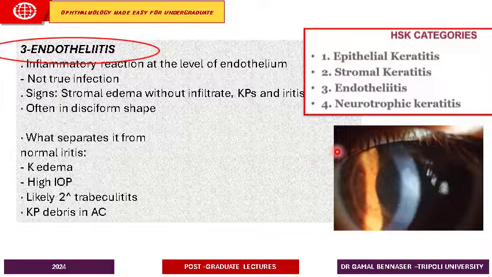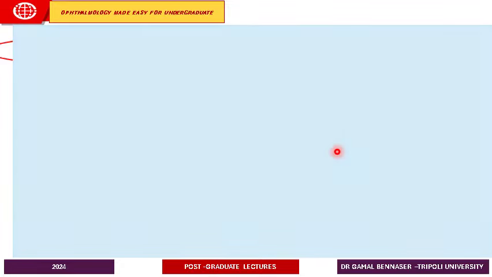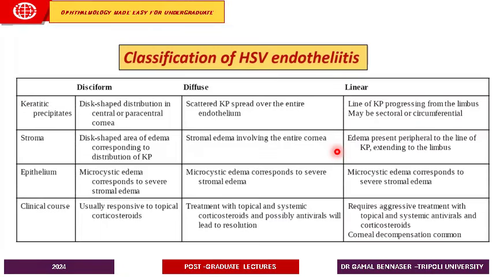So this is very important, to check the IOP in such cases, because involvement of the trabeculum will lead to elevation of the intraocular pressure. Now, the other types, or the classification of endotheliitis, as I said, the most common one is the disciform keratitis.